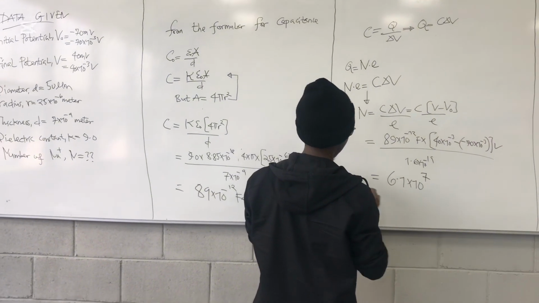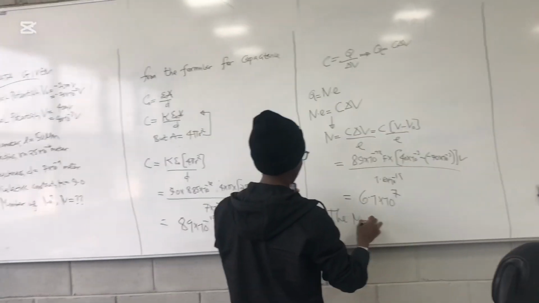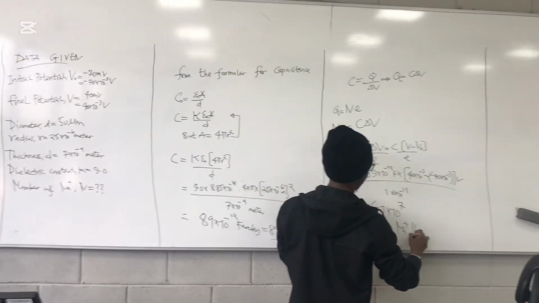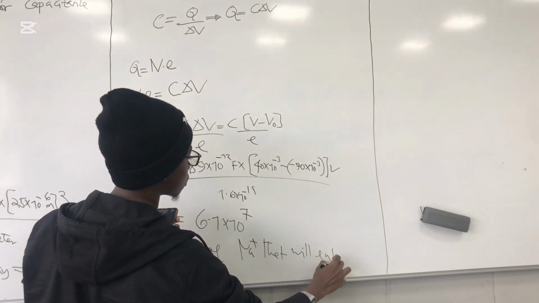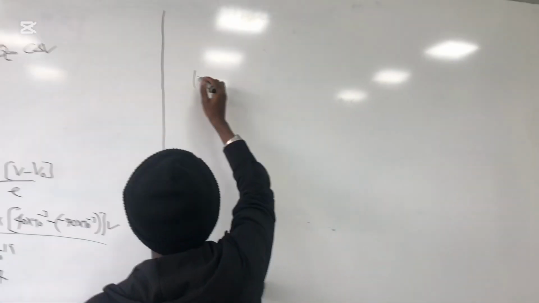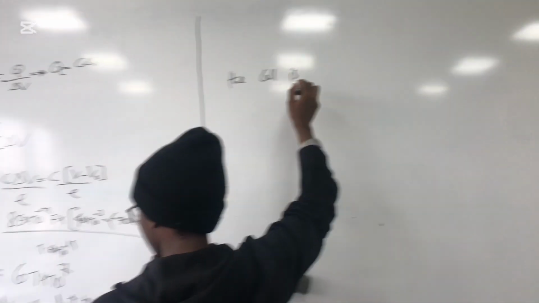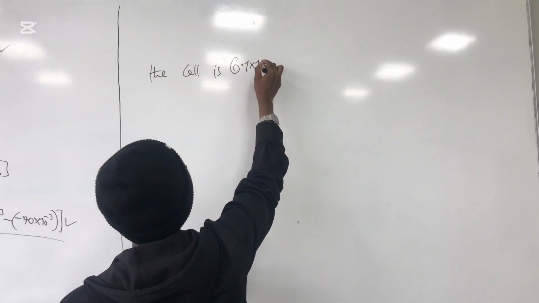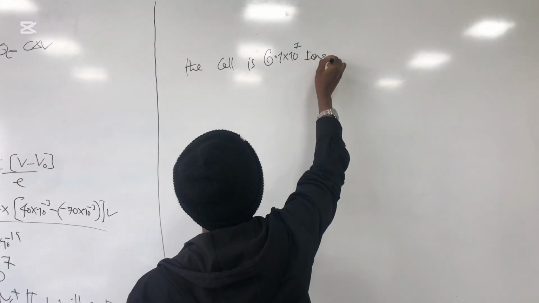If you calculate that, you will get the number of sodium ions as 6.1 times 10 power 7. So therefore, you can conclude that the number of sodium ions that will enter the cell is 6.1 times 10 power 7 ions.